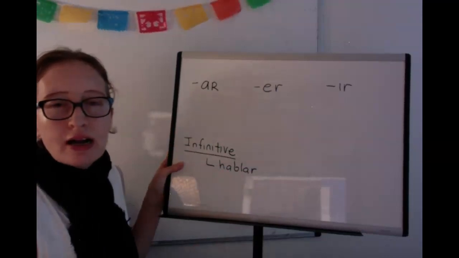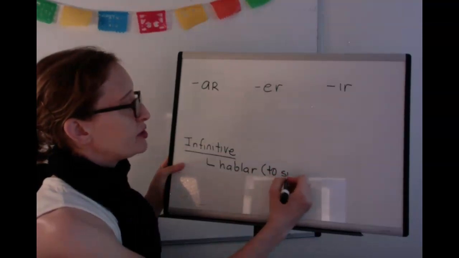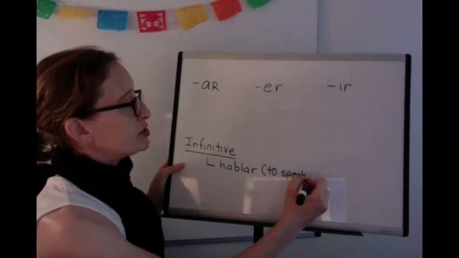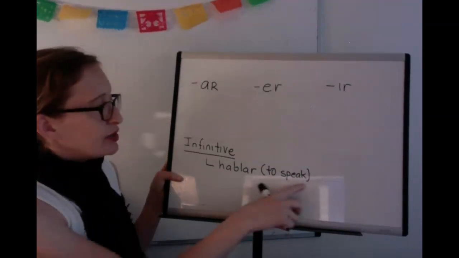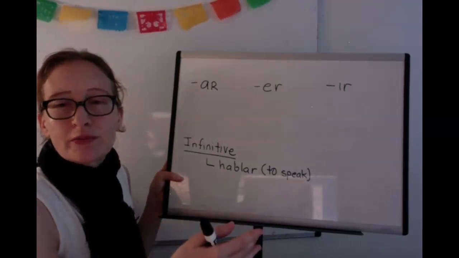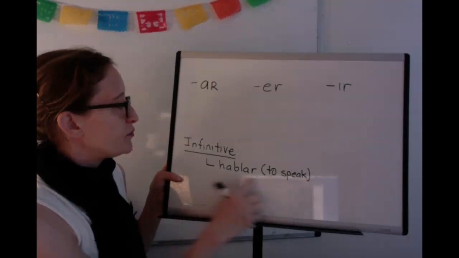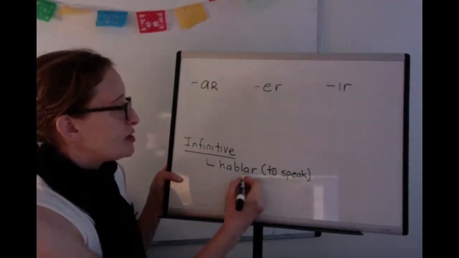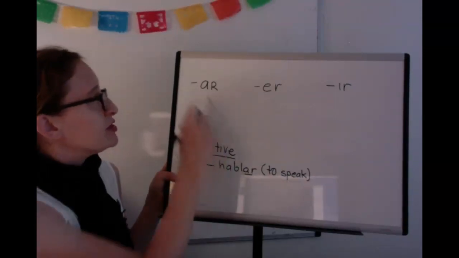Hablar, to speak. Your infinitives, when we write them or say them in English, they're always going to have the word to. Notice how we're not saying who speaks. We don't know, or it's not important. This is just to speak. This whole word right here means to speak. Notice it ends in AR. We know it's a verb, and we know it's an infinitive. Your infinitives are going to end in these.